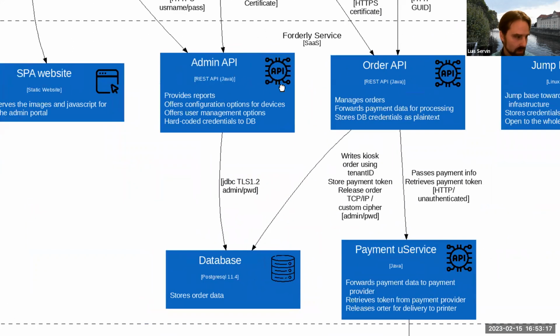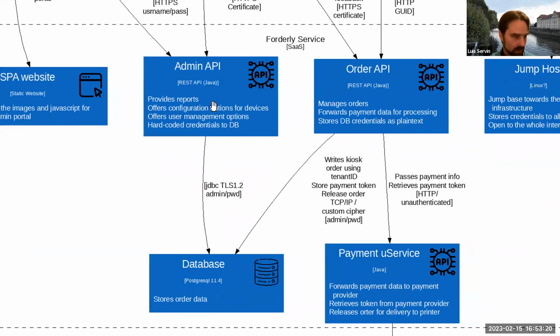There's another beauty here, right here in the center. Anyone notices something strange or something that we shouldn't be doing in 2023 with the admin API or the order API? Perhaps the last line of each. Yeah, it's a very bad idea.